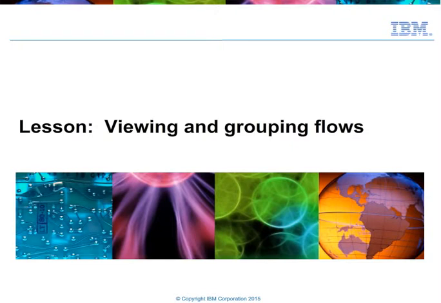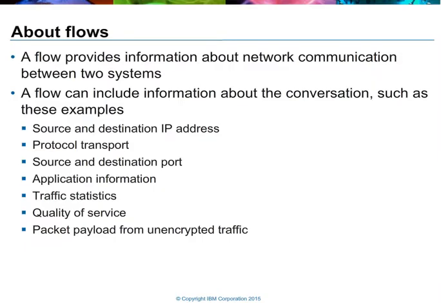In this lesson, we'll look at how to view and group flows via the Network Activity tab. Flow analysis in QRadar is the process of investigating and analyzing network traffic to provide insights about the conversations occurring on our network. Information contained within a flow would have, for instance, source and destination IP addresses and ports, as well as statistics about size and number of packets exchanged.